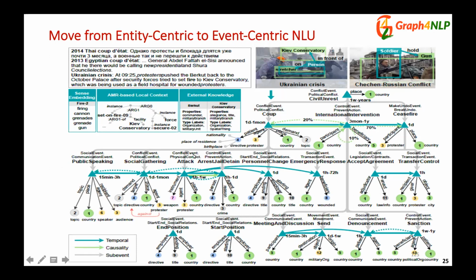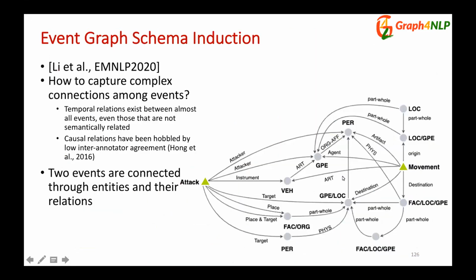So event schema will look like this. It's a hierarchical structure. For example, here, the scenario is about civil unrest. You will see lots of sub-events. And then among the sub-events, you will see causality and temporal relations connecting them. They are also sharing lots of event arguments. So how to do this kind of schema induction?